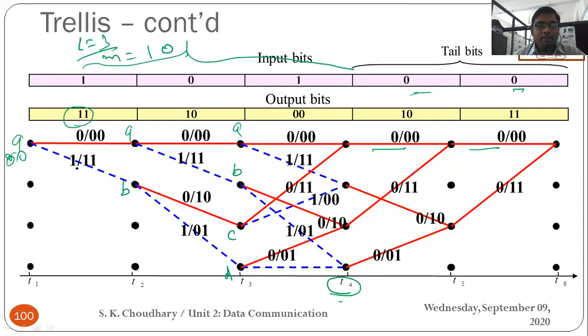Now whatever the input, we have the 1, so we have to follow this path A to B, and the output bits are 1 1. When we have reached B, according to the input there is a 0, so we have to follow this path, and we have the output 1 0. When we are at C, the input is 1, so again we follow this path from C to B, and the output is 0 0.